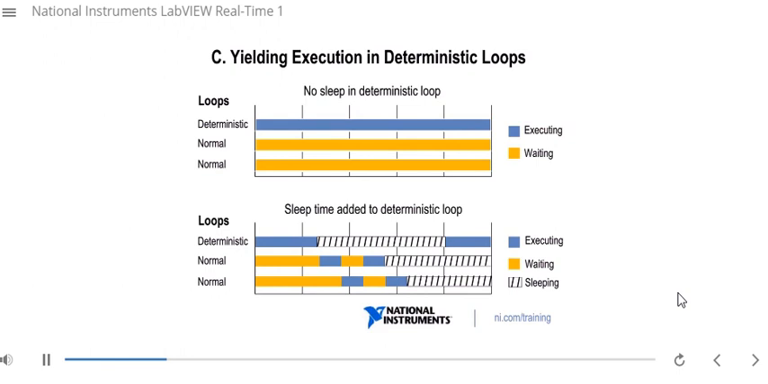In this case, because the other two loops are both normal priority, we just have some round-robin execution between them until they finish. Notice that the normal priority loops have enough time to execute, so they finish, and then we're ready for the next iteration, and the deterministic loop is going to start executing again.